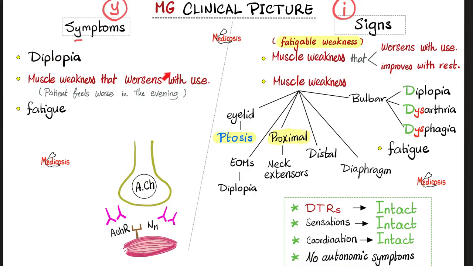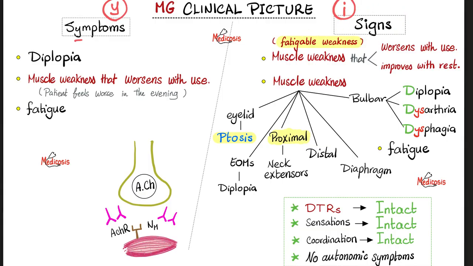Next, muscle weakness that worsens with use, and this is very important because it will help us distinguish myasthenia from Lambert-Eaton myasthenic syndrome. Myasthenia gravis has muscle weakness that gets worse with repetitive movement, so the patient feels worse in the evening after I've moved throughout the day. Myasthenia gravis is one of the causes of fatigue, just like multiple sclerosis and anemia. What else can cause fatigue? Comment below.